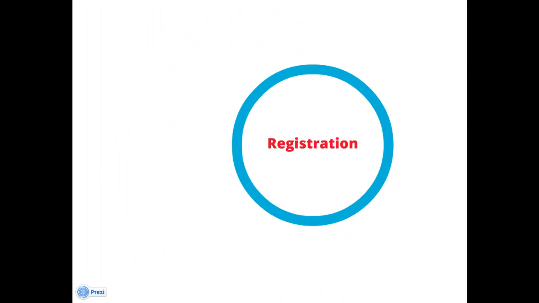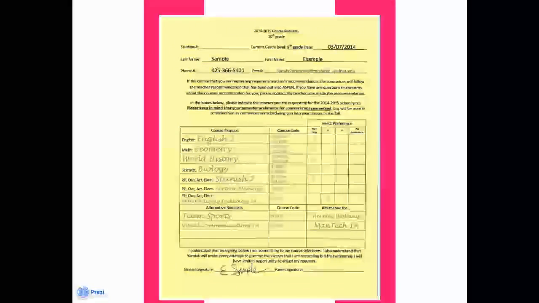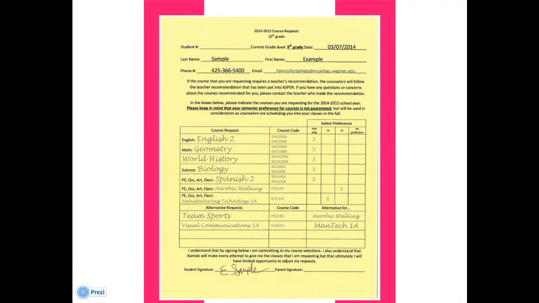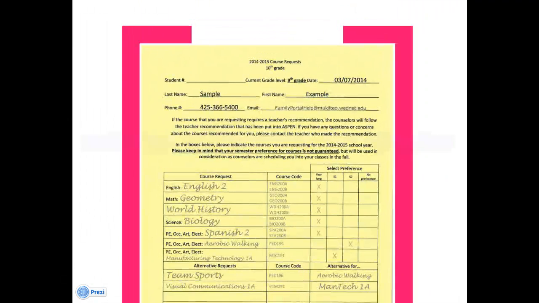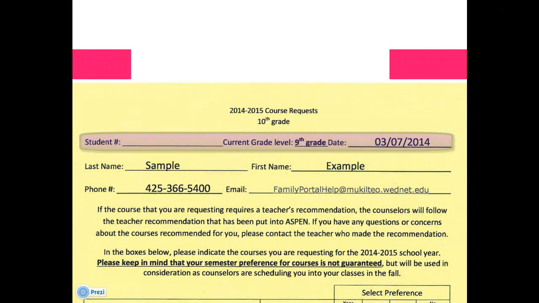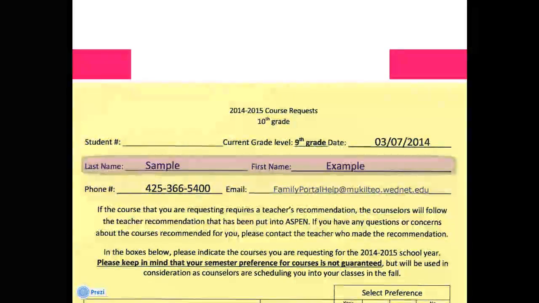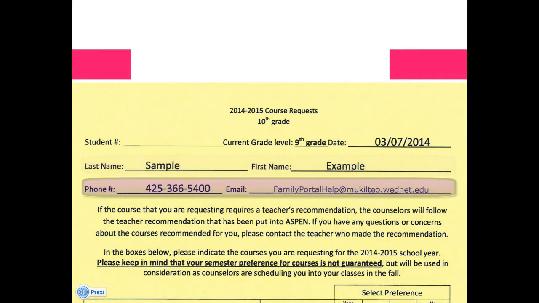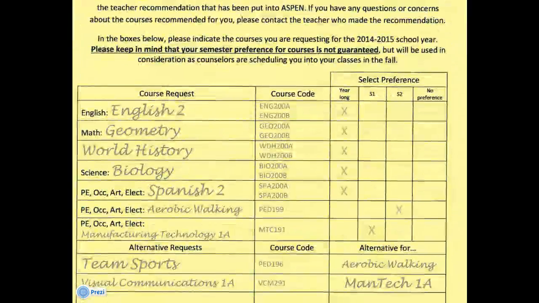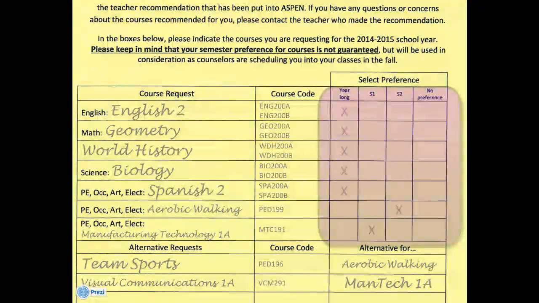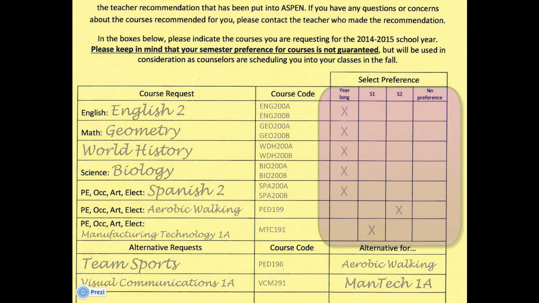Registration. Each student will have received the following course request registration sheet. On the top, please list your student number, current grade, today's date, your full name, phone number, and current email address. Under the course request, please list the classes you would like to request, indicating whether they are year-long or if you have a preference between semester 1 or semester 2, or if you have no preference.